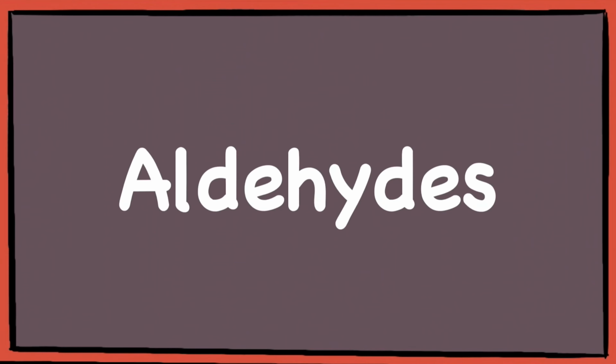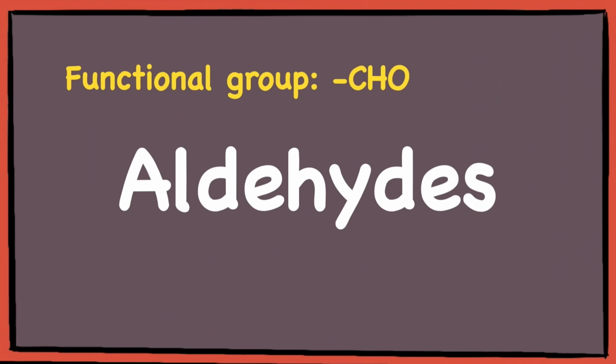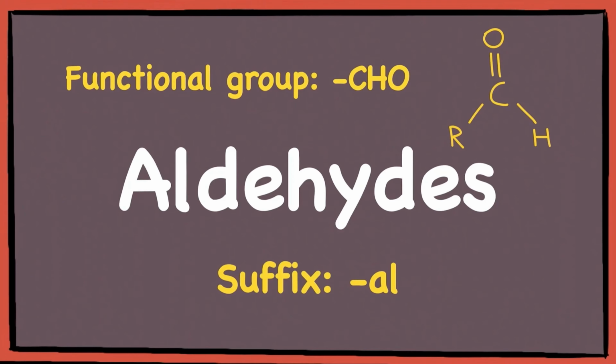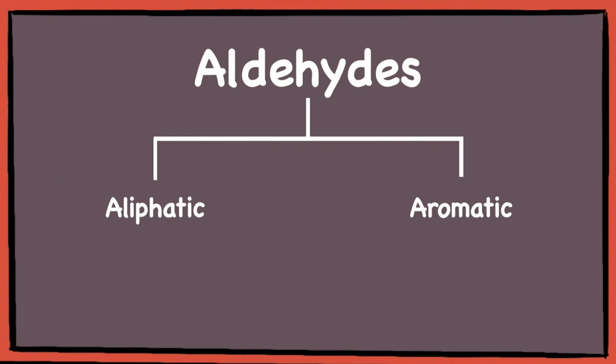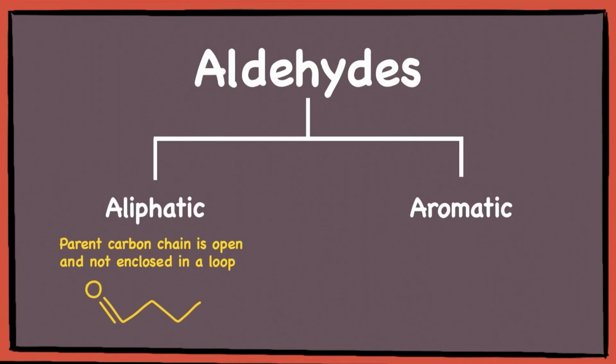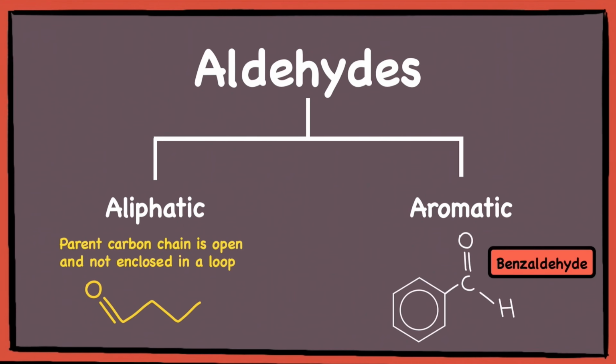For aldehydes, they have the functional group CHO and it looks like this. As such, its suffix is -al. There are 2 types of aldehydes, namely aliphatic aldehydes, which means that the parent carbon chain is open and not enclosed in a loop, and the other type is called aromatic aldehydes, where the CHO functional group is directly attached or bonded to a benzene ring, and its name will become benzaldehyde.